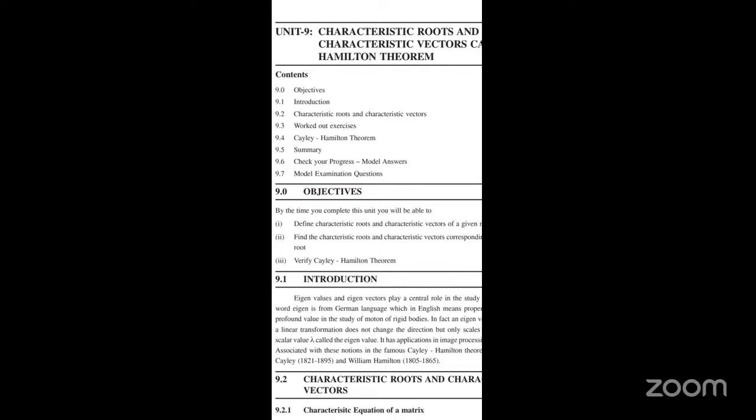What is symmetric? A transpose equals A. What is the transposition of a matrix? Given a matrix, all the rows must be arranged by interchanging the rows and the columns. That is called the transpose of a matrix, denoted by A power T or A dash, whatever it is.